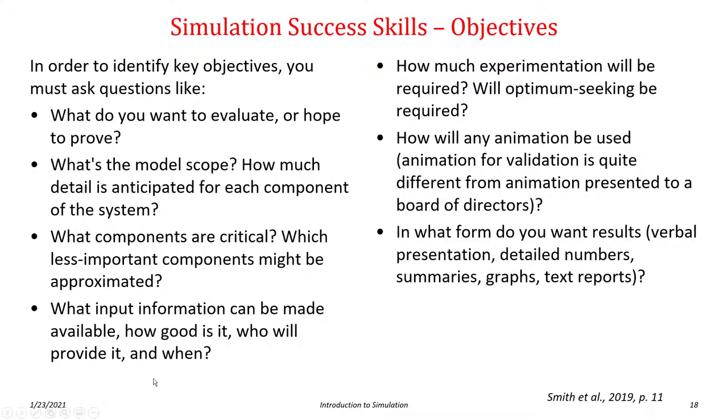When you think about determining the objective, you need to ask questions like, what do you want to evaluate? What do you hope to prove? What's the model scope? How much detail is anticipated for each component of the model that you're building? What components are critical? Which of less importance might be approximated or abstracted or ignored completely? What information can be made available? What do you know? How good is the information? Who provides the information and when will the information be provided? How much experimentation is required? Do you need optimal seeking? In other words, do I need to find the true optimal solution or can I use a heuristic optimization? How will animation be used?